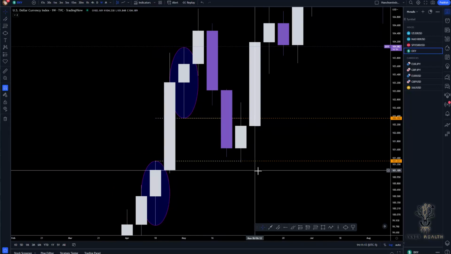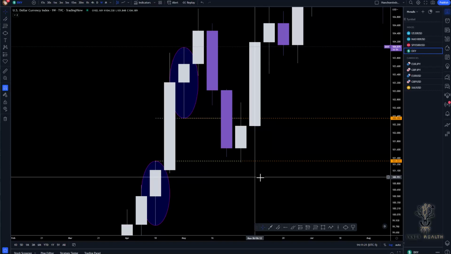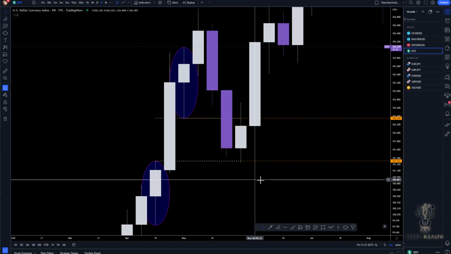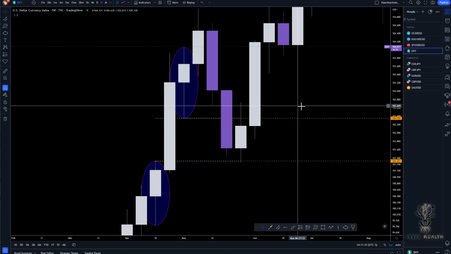Now, it is a very, very important note to take. We do not have to always fill imbalances. I will repeat that. It is very important for you to know. We do not have to fill the entirety of the imbalance. We can simply just test these imbalances, and I'll show you an example of that, what that looks like.